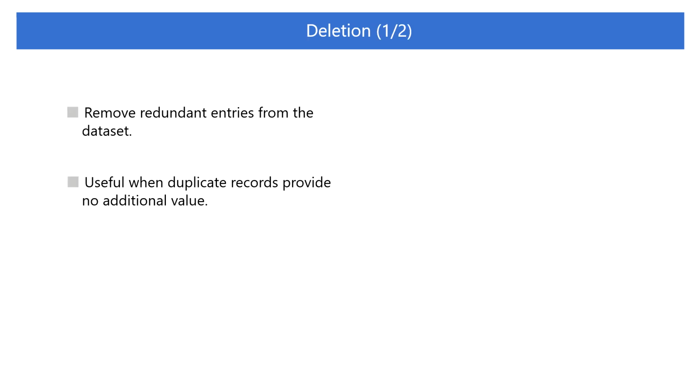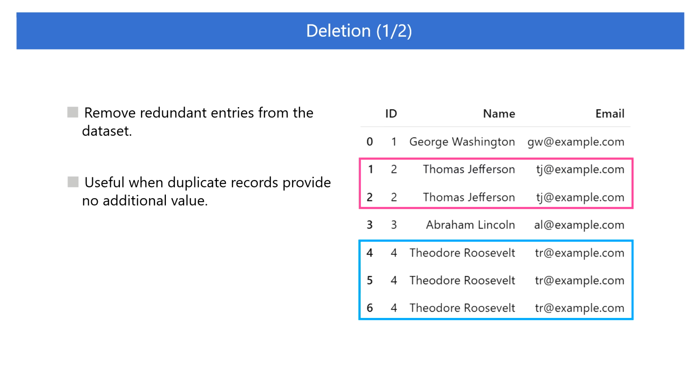The most straightforward method of handling duplicates is deletion. It means removing redundant entries from the dataset. This approach is particularly useful when duplicate records provide no additional value, so we can eliminate them without losing critical information. For example, if a dataset contains customer records and some entries are exact duplicates with identical values across all fields, removing redundant rows is a reasonable action.